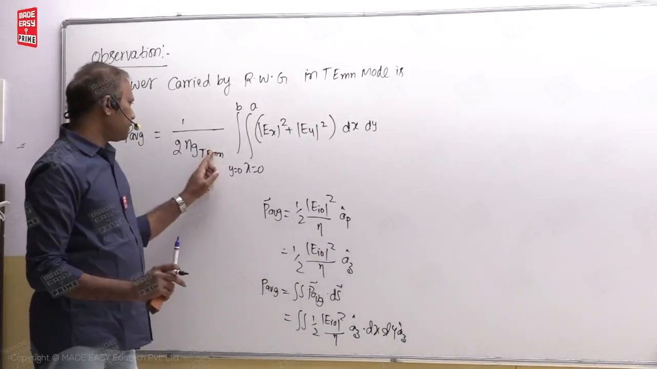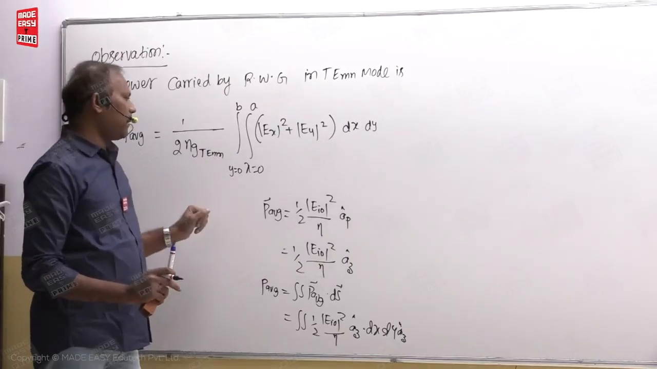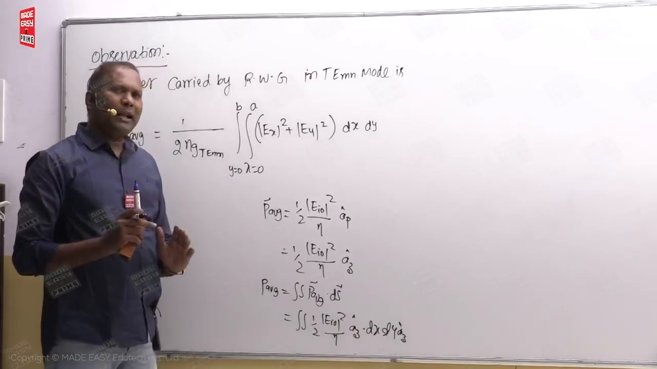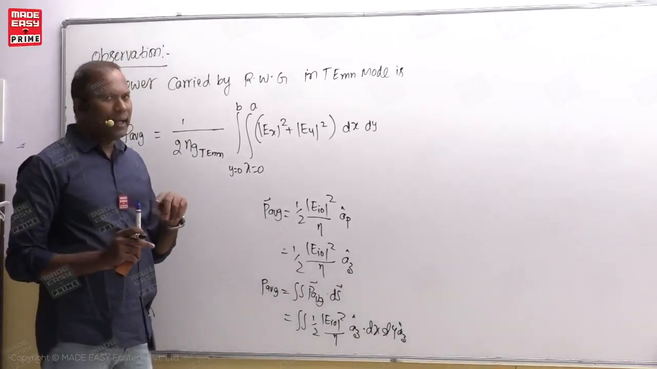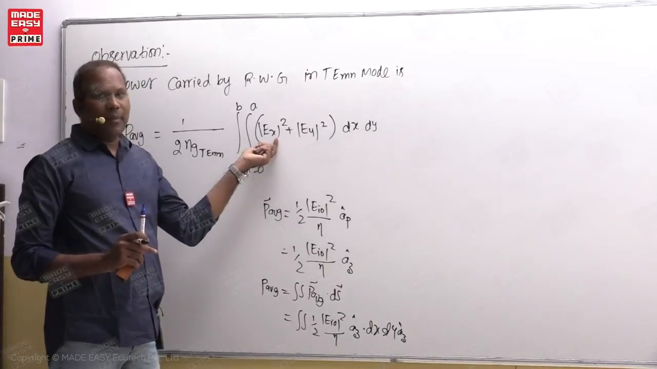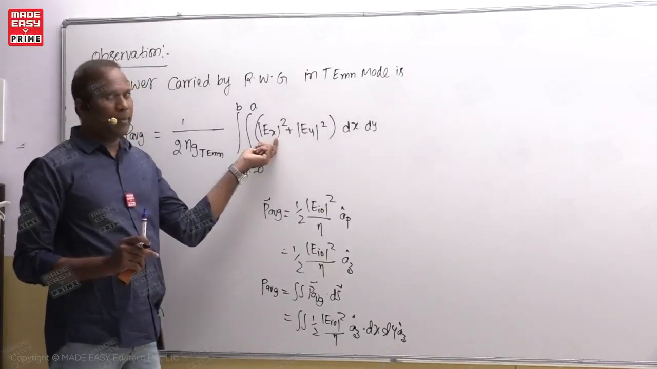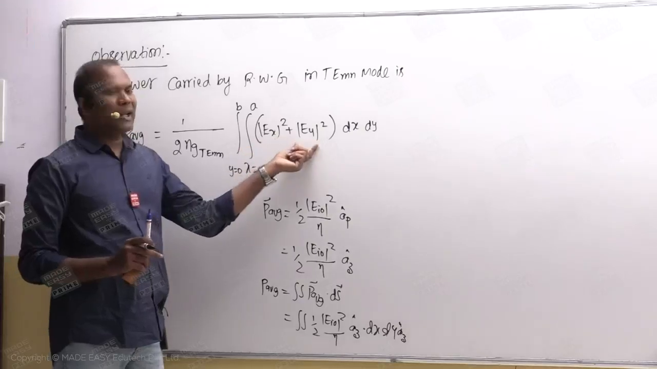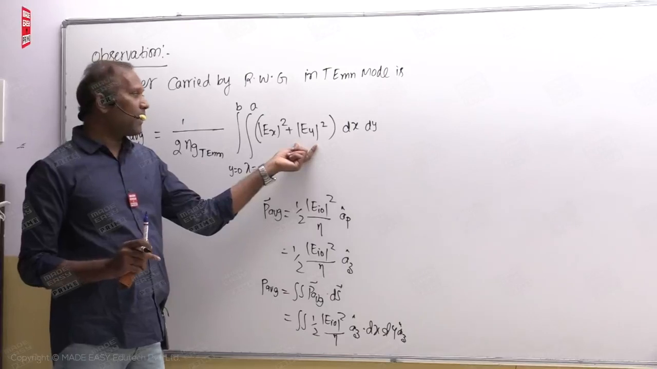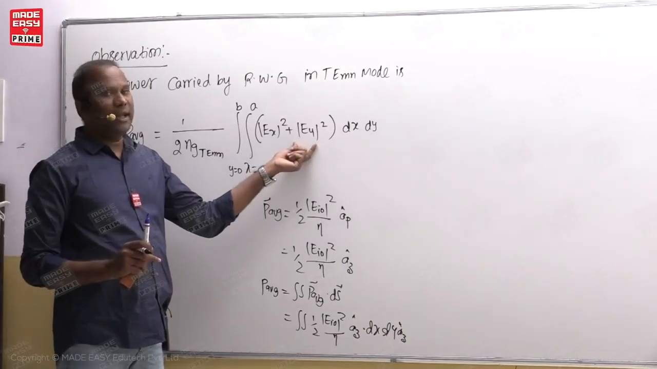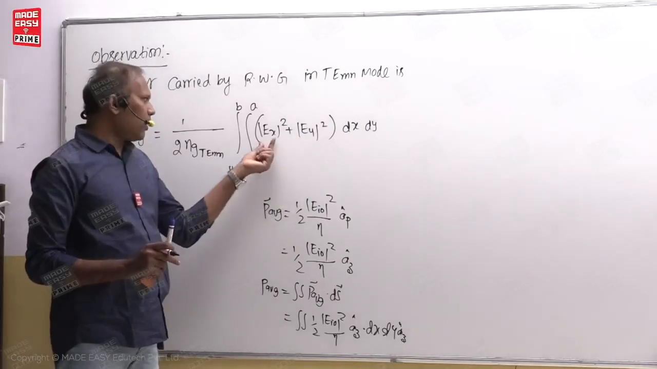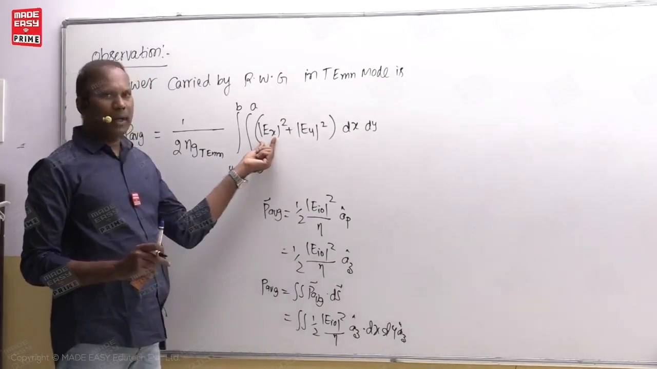Now, for a wave traveling in the z direction, the total electric field can have an x component and a y component. If the electric field x component is there, then the electric field x component and magnetic field y component carry the power in the z direction. If the electric field y component is there, the electric field y component and the magnetic field x component carry the power in the z direction. So both carry the power if both are there. If only one component is there, one component carries the power.